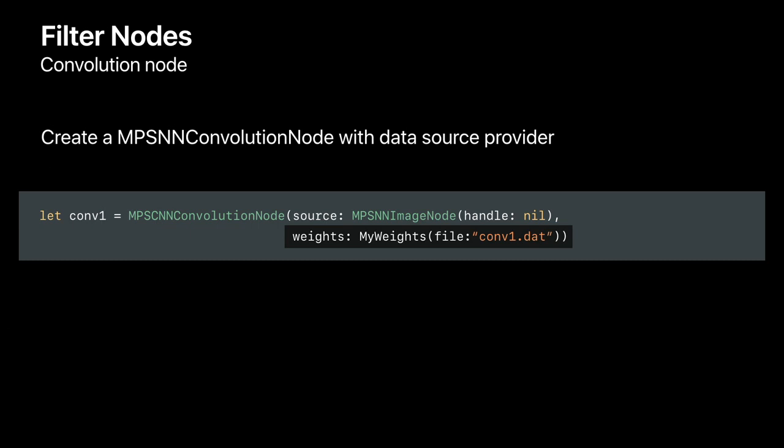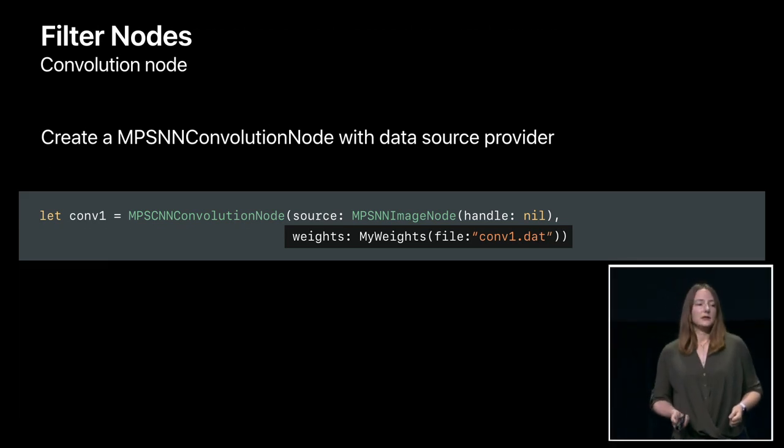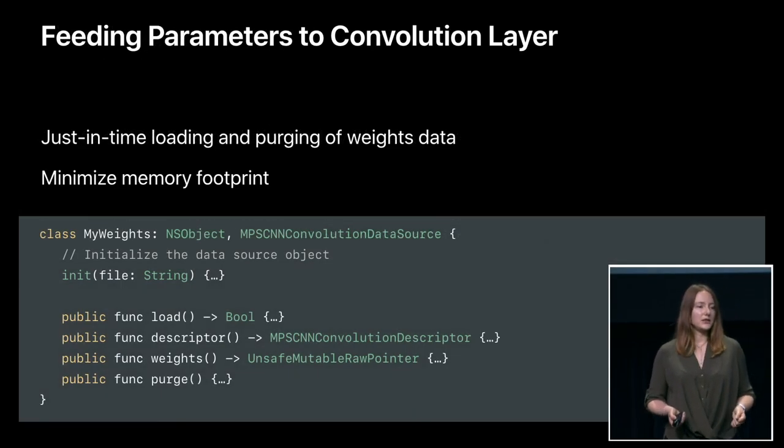Neural networks keep growing larger and larger in size. And if you have many convolution nodes in your networks, that means that the overall size of the weights for your entire network could be quite considerable. And to help with that, we've added a convolution data source protocol that you can implement. And it provides just-in-time loading and purging of weights data.